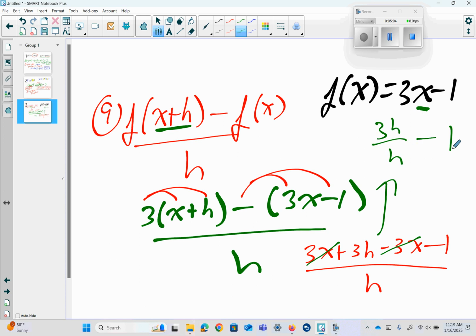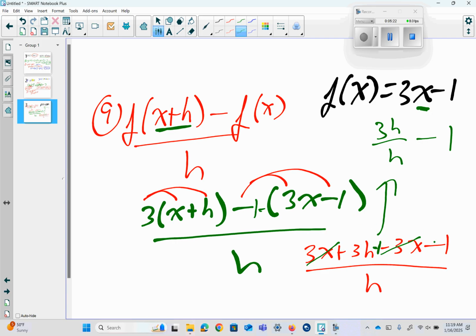Hang on, I made a mistake. Oh, there's a minus 1 here, huh? And then there's a minus there. So there should be a minus 1 there. Is that what it is? Okay.